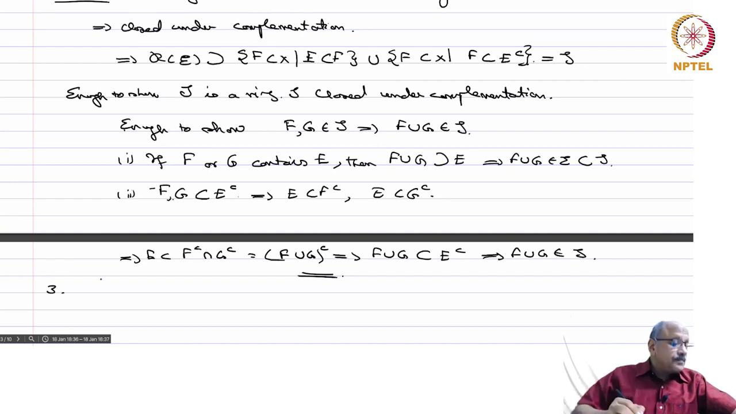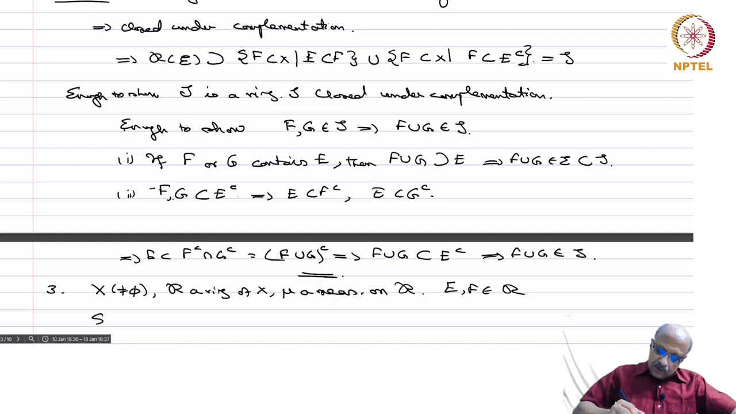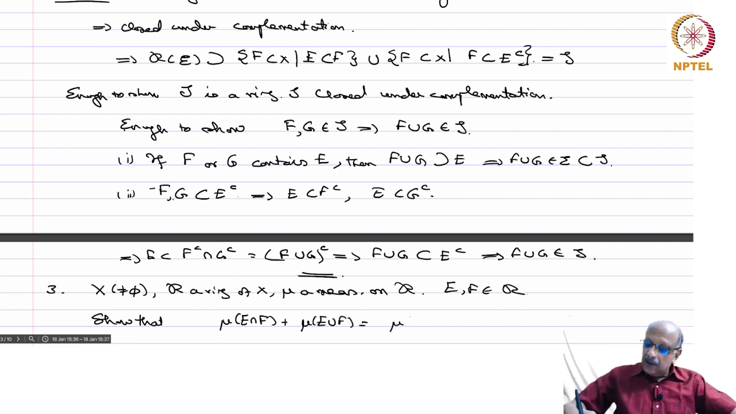Third one: X a non-empty set, R a ring on X, mu a measure on R. E, F belong to R, show that mu of E intersection F plus mu of E union F equals mu E plus mu F.